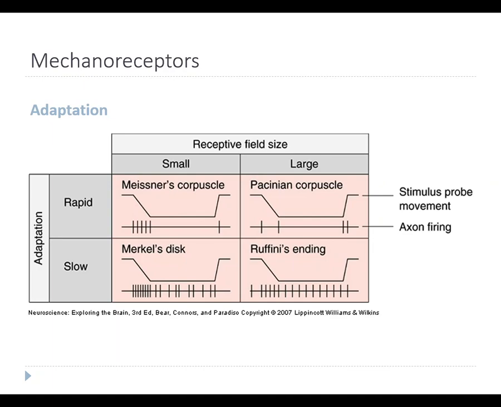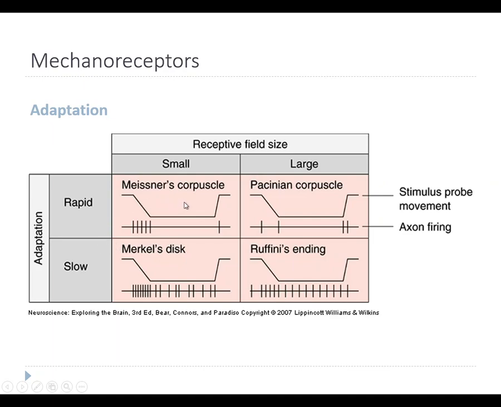So we've talked about adaptation a little bit, but it's simply a property of a sensory cell, or really any neuron, to reduce or change its response to a continuous stimulus. So in this case, what we're looking at here is the response, or the axon firing, of different types of receptors to a continuous stimulus. Some touch receptors have a rapid adaptation profile, some have a slow adaptation profile.